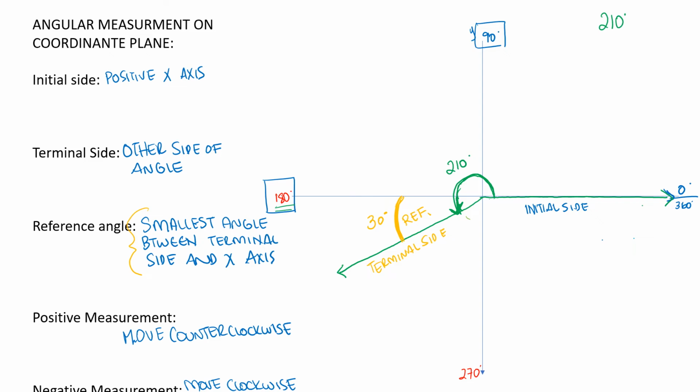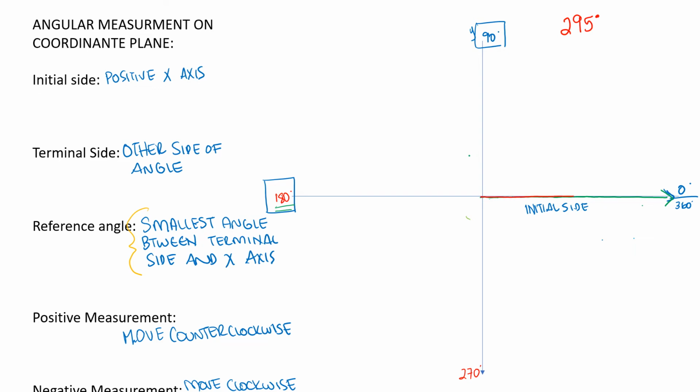Let's look at another angle. I'm going to erase here. So let's erase my 210, and let's do a 295 degree angle. Let's try that. 295 degree angle. So we'll draw the angle and then we'll find its reference angle.